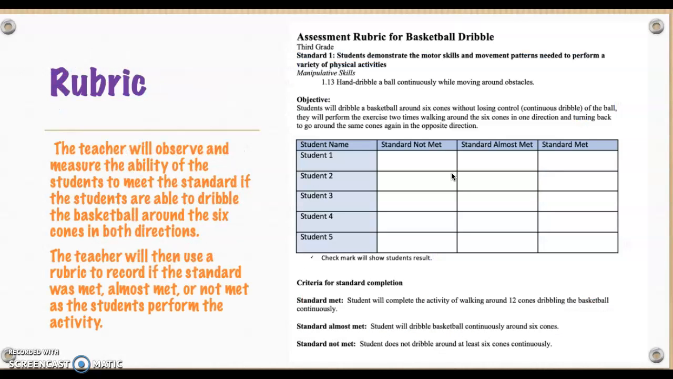Now, the rubric is something that the teacher would use to mark the completion of the standard by observing whether the students were able to meet the standard, almost meet the standard, or not meet the standard. And the criteria for the completion is right here on the bottom. To meet the standard, the students would have to complete the activity by dribbling around the 12 cones in both ways. To almost meet the standard would be 6 cones, and to not meet the standard would be not dribbling around at least 6 cones.